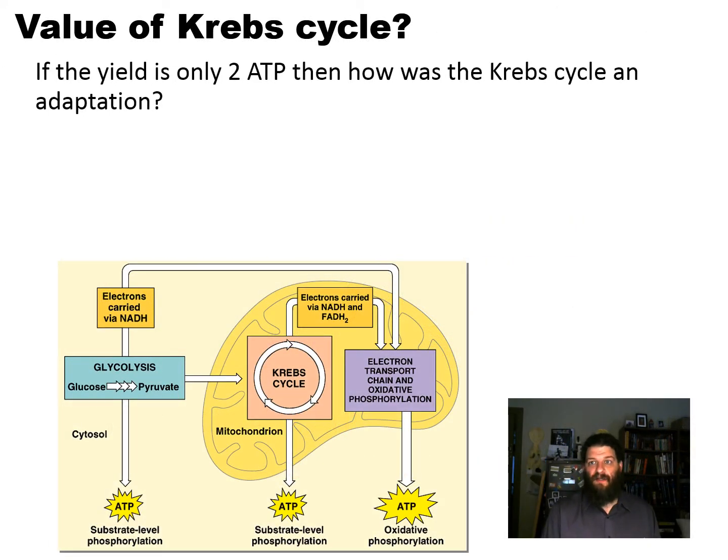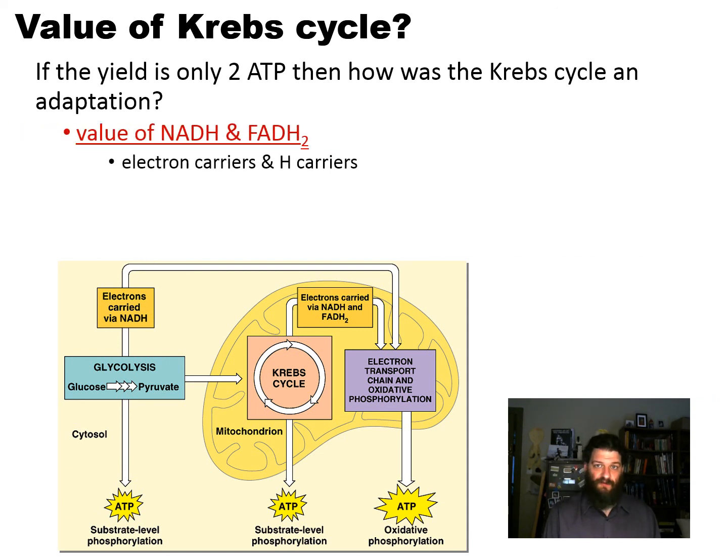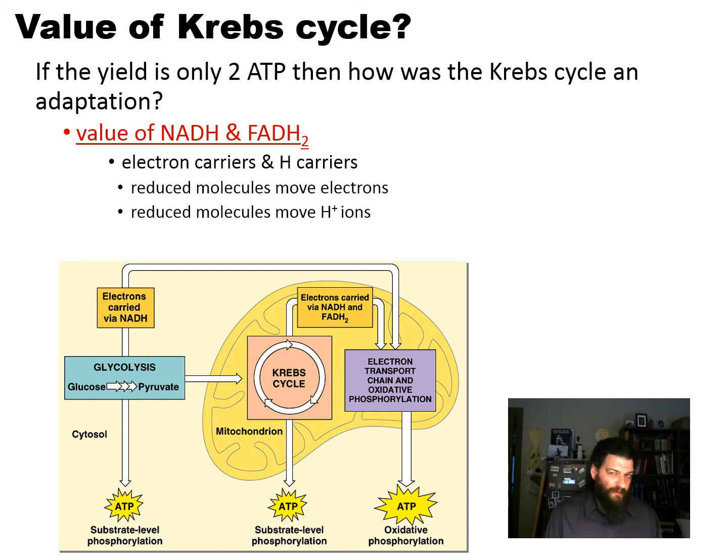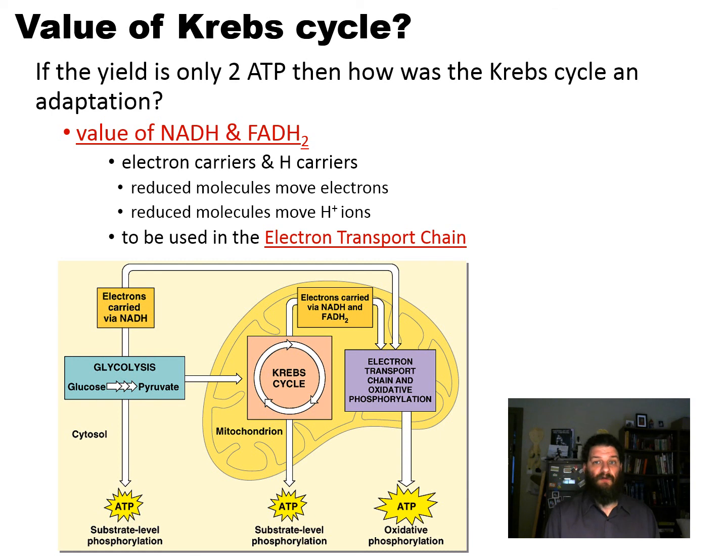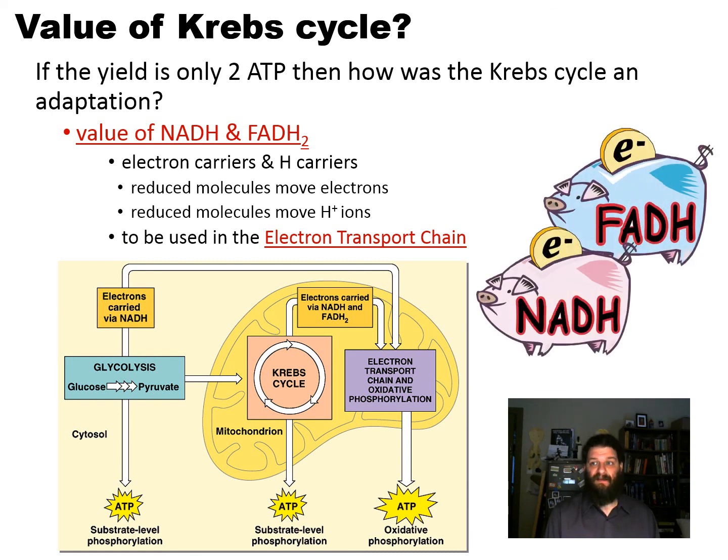So what's the value here if we're only getting the 2 ATPs? We're getting those NADH and FADH2 molecules. All right, they're carrying electrons along as hydrogen molecules. So we get to move those electrons. We're also going to be moving the hydrogen nuclei, the hydrogen ions themselves. So they get moved and they're going to become important here later on in the electron transport chain itself.